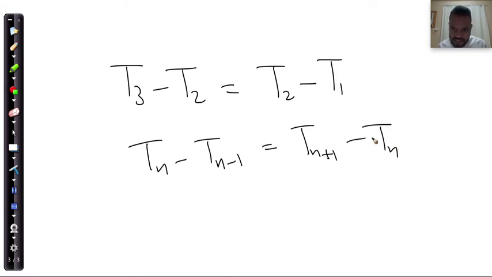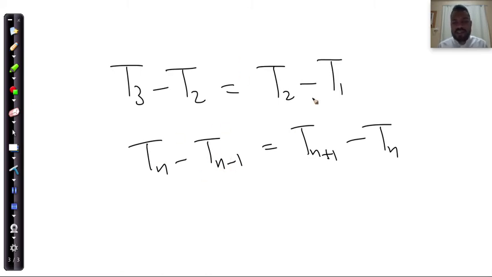In other words, if this is 2, then you say T3 minus T2. If you put 2 in n, then that's going to be T2. This is going to be T2 plus 1, which is T3. And if you put 2 in here, then you get 2 minus 1 is 1, and T2 minus T1, etc.